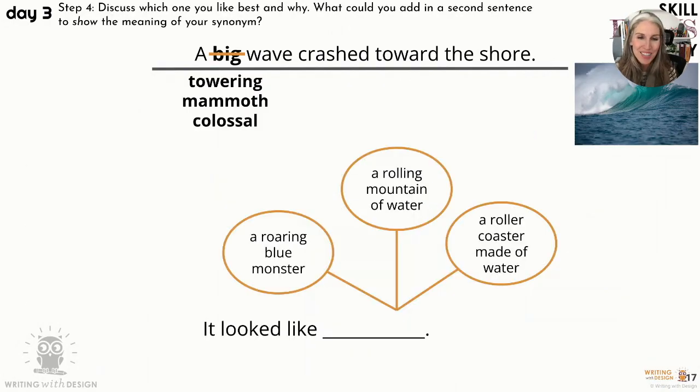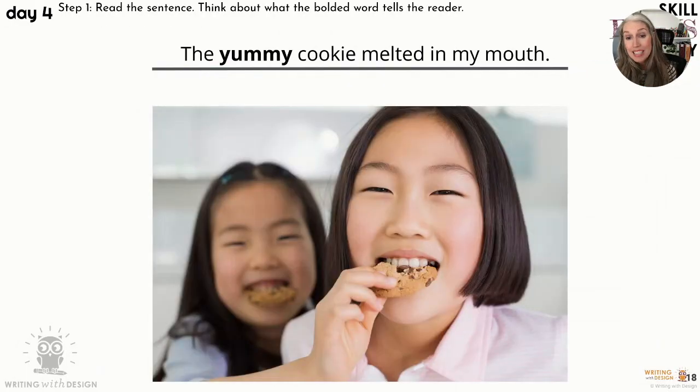And then you've got 3 great similes here to choose from: a roaring blue monster, a rolling mountain of water, a roller coaster made of water. All fantastic ways of getting students to add that second detailed sentence to make towering, mammoth, or colossal more understandable for the reader.